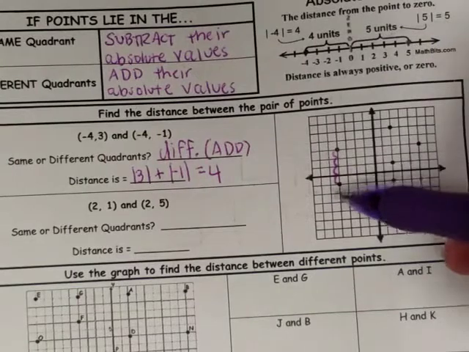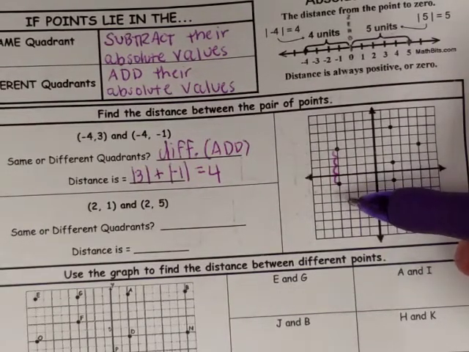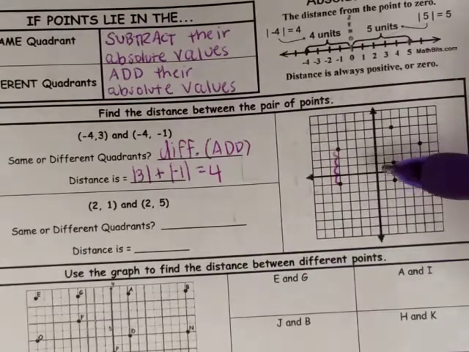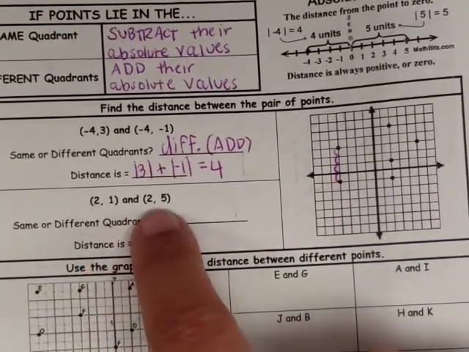The reason why this doesn't always work is what if I gave you the points negative 50, 27, and negative 50, 43? You're going to want to know the rules in case there are points that don't fit on a graph.